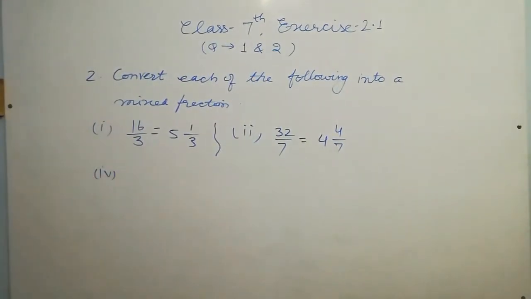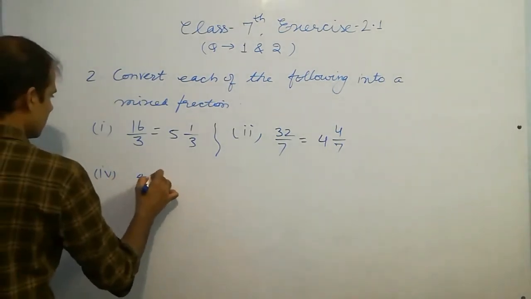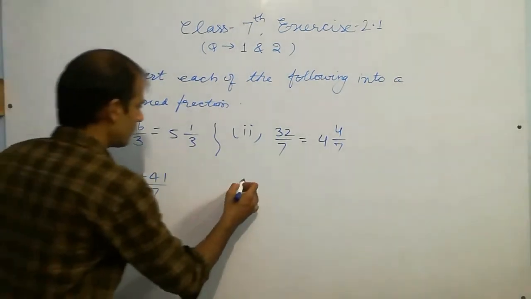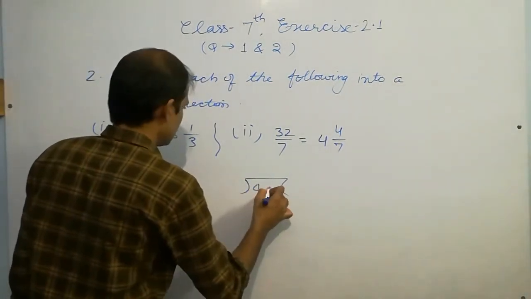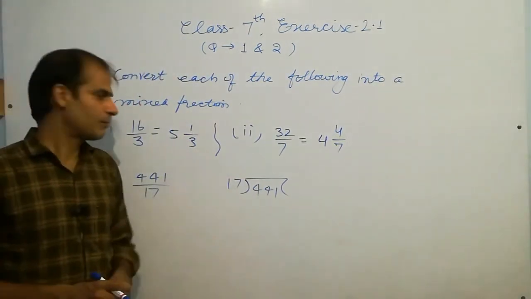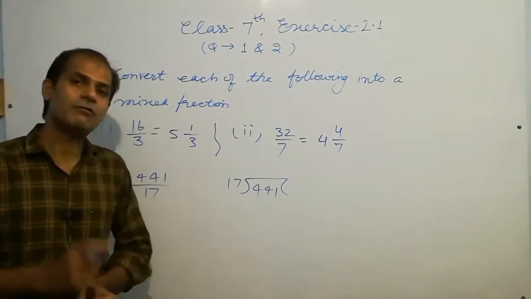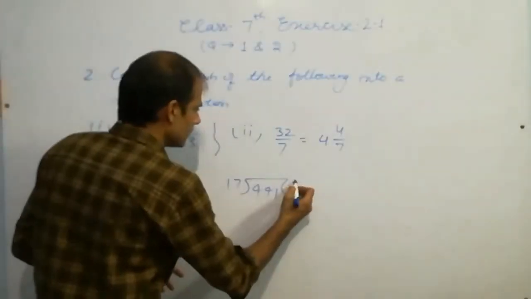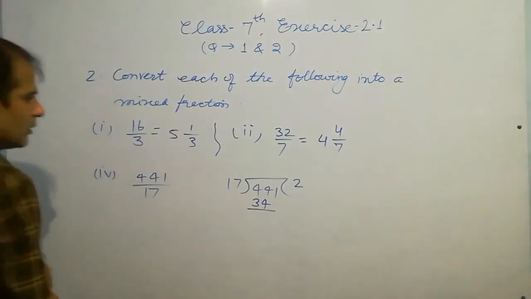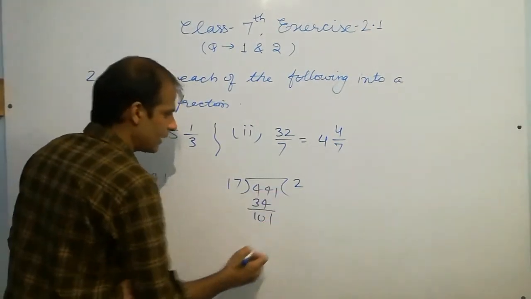Now fourth part is 441 upon 17. So try with the help of division. Now if you remember the table of 17, it becomes easier. 17 1s are 17, 17 2s are 34 and 17 3s are 51. So it is bigger. Then we write 17 2s are 34. Okay, and after subtraction we get 10 and 1 is copied here.